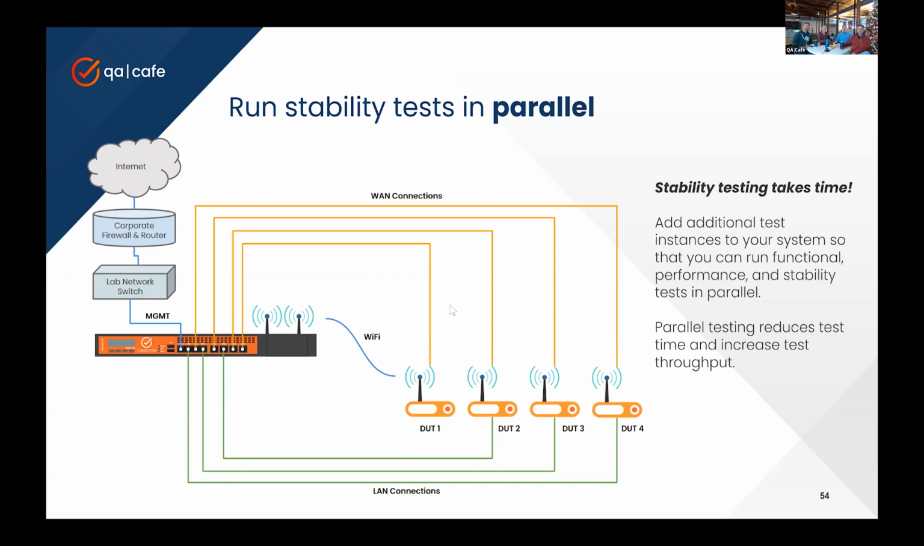So consider adding some additional test instances to your system if stability testing is important to you, because that will allow you to have one or two test instances devoted entirely to stability testing, while you have a few other test instances that you can use for regular functional testing or QA stuff, dev stuff, whatever it is that you're working on.